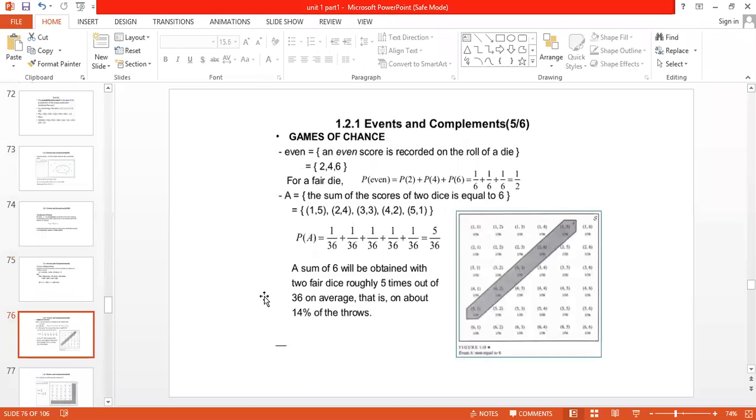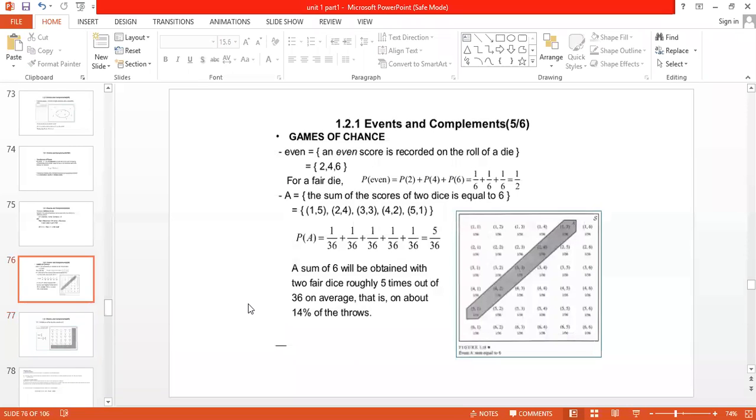Okay. Now here we have a game of chance. What is the game of chance here? We are throwing 2 dice. When you throw 2 dice, what is event A? Event A is nothing but getting the sum equal to 6. So here we have discussed that when you throw 2 dice, what are the possible outcomes? They are 1,1, 1,2, up to 6,6. There are 36 possible outcomes. Each outcome has the probability equal to 1 by 36.